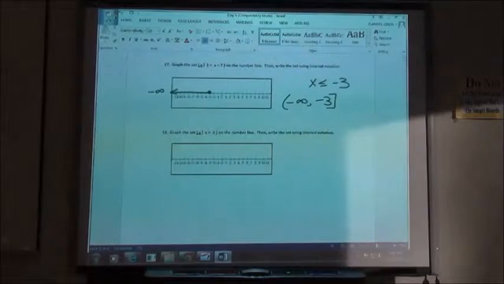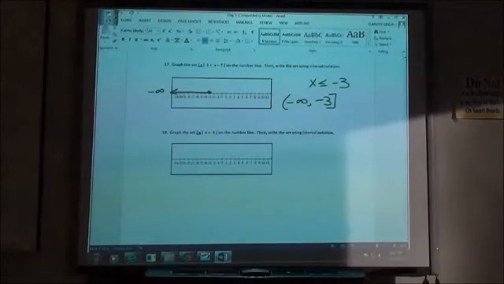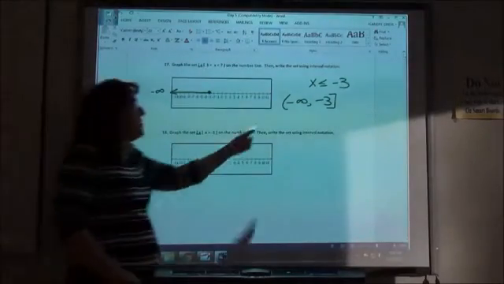And again, if you look at Alex's notes or my notes, there's going to be a little table with all the different ways it could be and all the different ways you might be writing your interval.